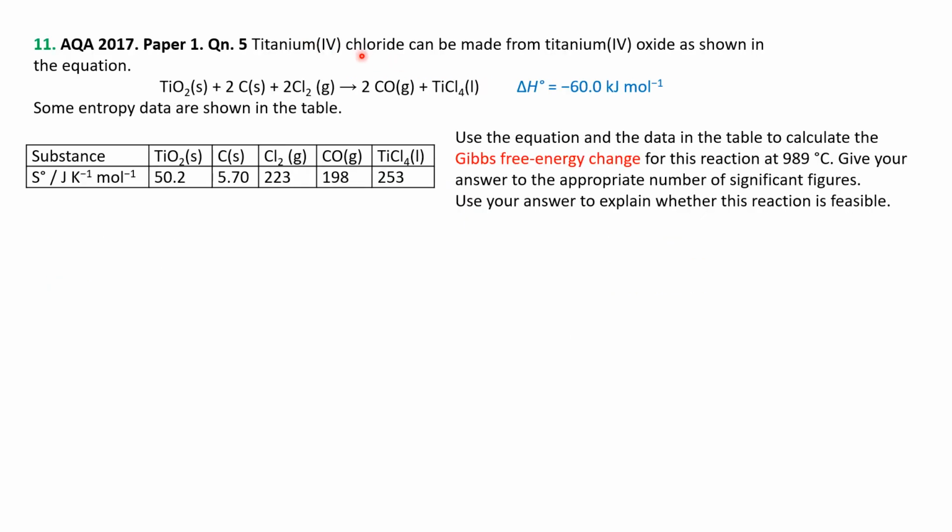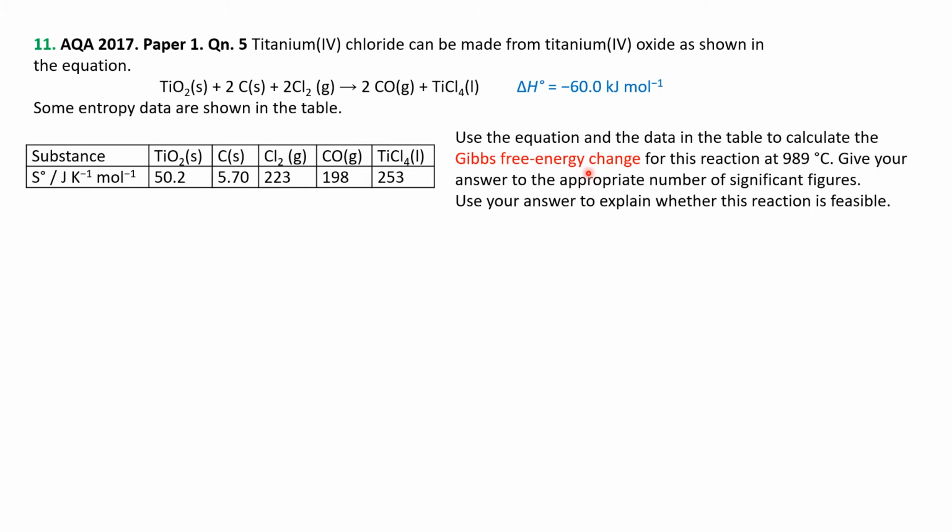So titanium 4 chloride, or TiCl4 as we call it, can be made from titanium oxide. There we are, we don't call that TiO or anything like that. Shown in the equation. So we have TiO2, 2C, 2Cl2 goes to 2CO gas plus TiCl4 as a liquid, delta H minus 60 kilojoules per mole. Some entropy data in the table, and when we look there we see we've got the entropies of all the substances involved in the reaction. So use the equation there and the data in the table there to calculate delta G.